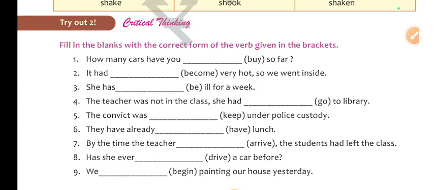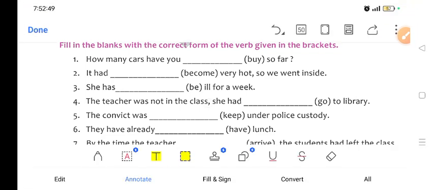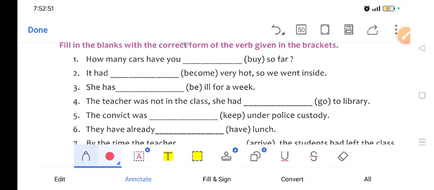Now we will solve the exercises. Try out 1 and try out 2. Try out 1 is already done, so we will do try out 2. Try out 2 is fill in the blanks with the correct form of the verb given in the brackets. So how many cars have you? How many cars have you?